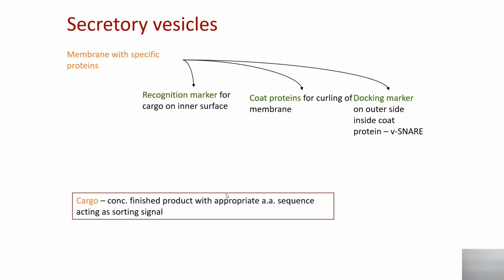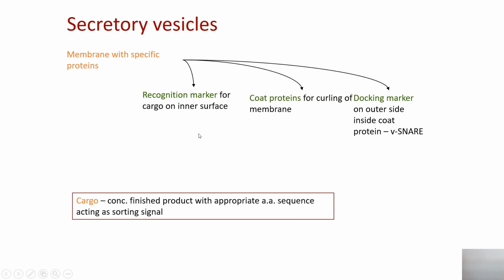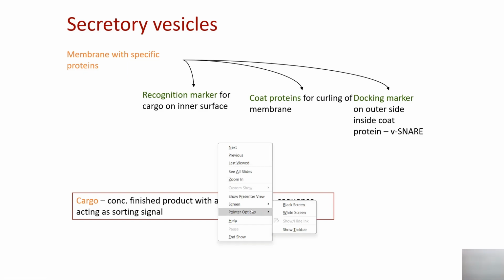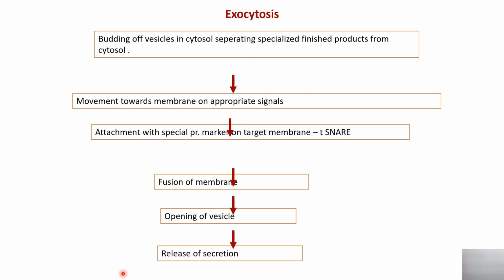Now, the membrane has specific proteins, a recognition marker for cargo on the inner surface. Then there will be coat proteins for curling the membrane, and then docking proteins on the outer side, like the SNARE proteins, if you have read about the SNARE proteins. Now, what is the cargo? It is a concentration of finished product with an appropriate amino acid sequence acting as a sorting signal.